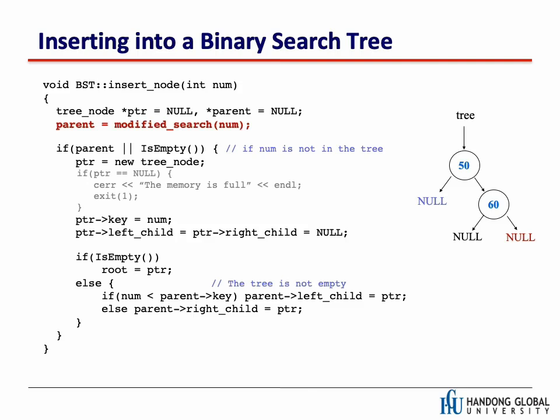First, we check if num is less than parent key, which means we now know the new node should be the left child of this parent. So parent left child should be the PTR. Otherwise, parent right child should be PTR. In this case, we don't have to care about the case where num is the same as parent key, because in that case, parent is a null pointer. So this is the insertion function. Good.